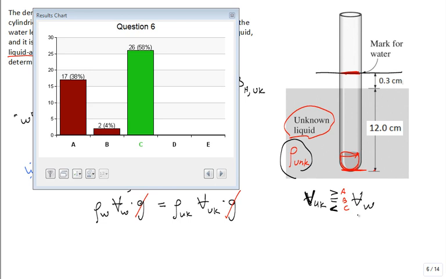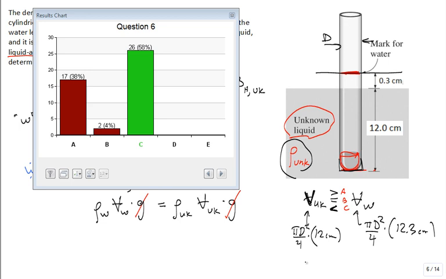What is this volume for the displaced water? Well, I'd say it's something like this, roughly. Probably some pi d squared over 4, where this is some diameter, times some height. And I would say that height is 12.3 centimeters. I know there should be a little box down here and there's a little curve, but I'm not going to worry about that little curve, okay? So it's around the area pi d squared over 4 times 12.3 centimeters. How about the volume in the unknown? Pi d squared over 4 times 12 centimeters, true?